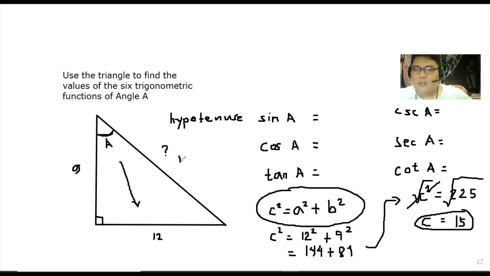So 15 na ito. So mas madali na ngayon nating makukuha yung 6 trigonometric functions natin. Now, paano 'yan? Remember, pag sinabi po nating sine, I don't know if you remember the SOHCAHTOA. Yan.